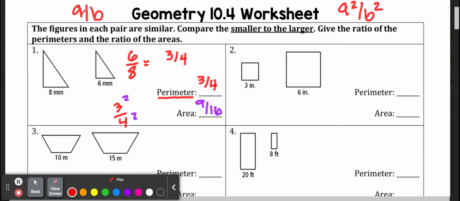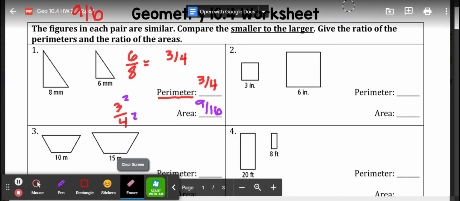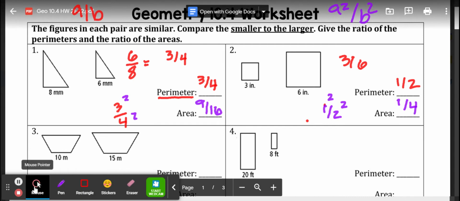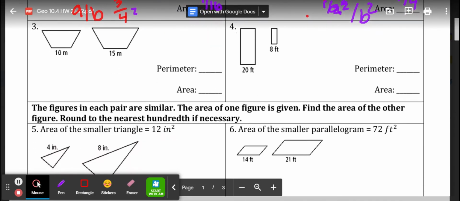We'll go red for A over B, and we'll do purple. Let's make that purple. That might make it a little bit easier. As A squared to B squared. Okay. Back to red. All right, so 3 to 6. So 3 to 6 is just 1/2. So perimeter is 1/2, 1 to 2. And then we have the area ratio, which is going to be 1 over 2 squared. So that's going to be 1 over 4. Very good. Moving and grooving it.